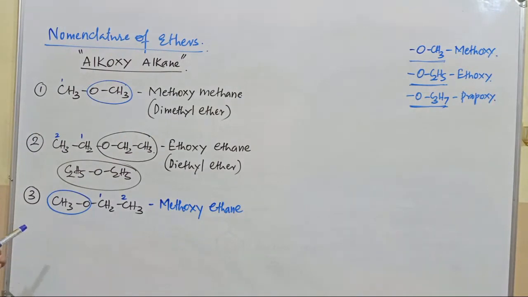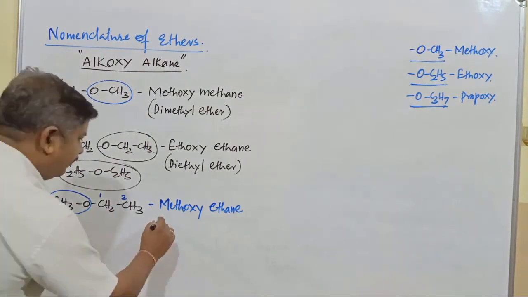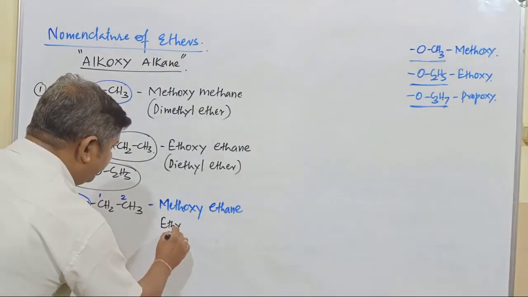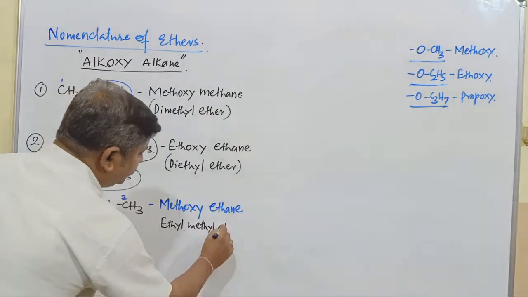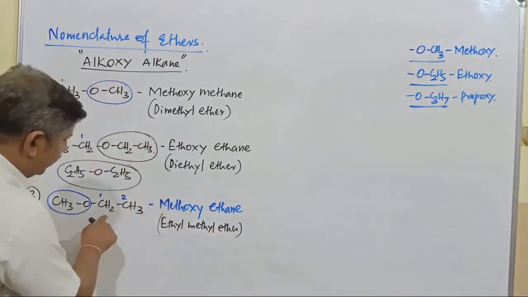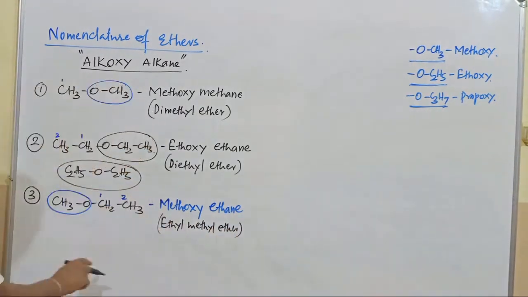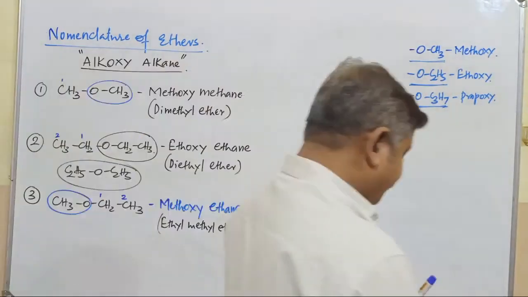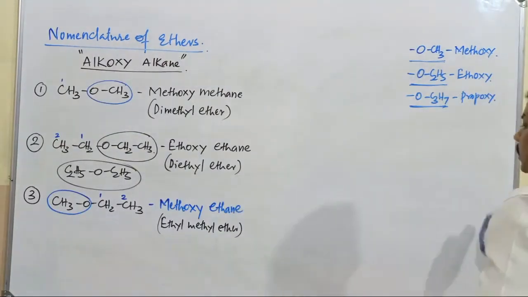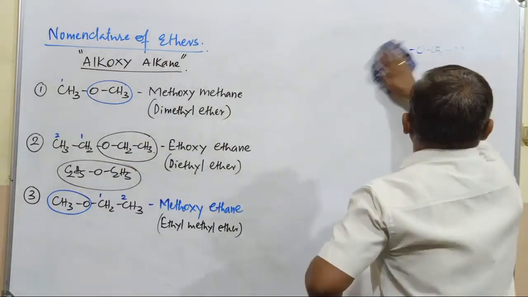What is the common name of this compound? It is called a methyl group, and it is called an ethyl group. So first the ethyl group is going to be taken: ethyl methyl ether. Why is it called ethyl? Because of CH2, CH3. Why is it called methyl? This is CH3, and ether is because of the central oxygen atom. So that is the common name as well as the IUPAC name of that ether.